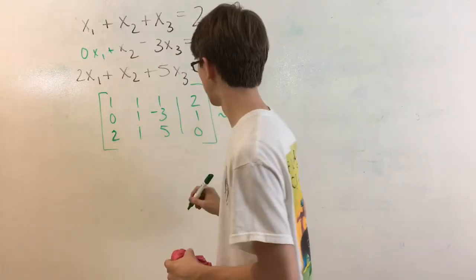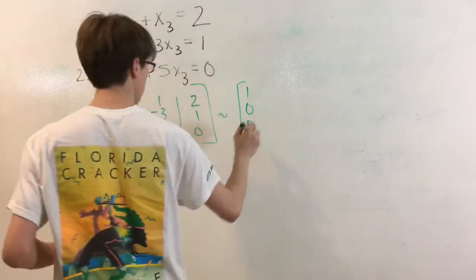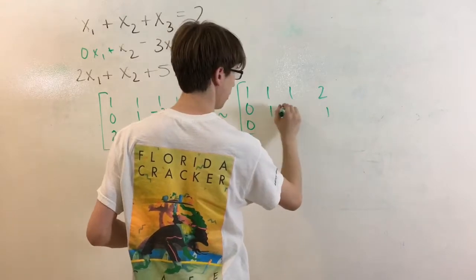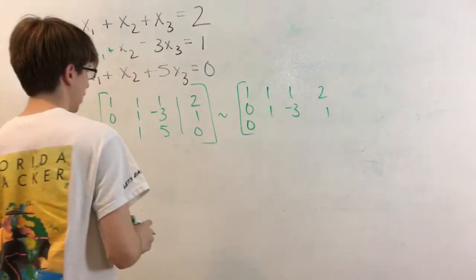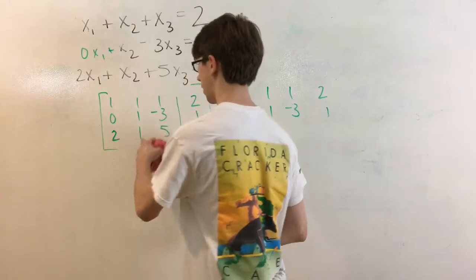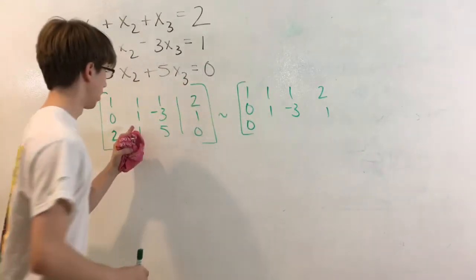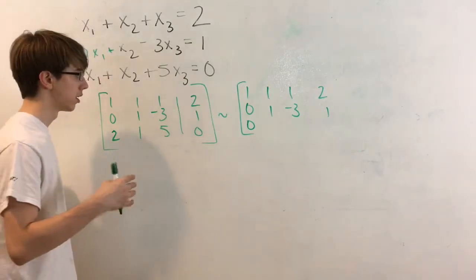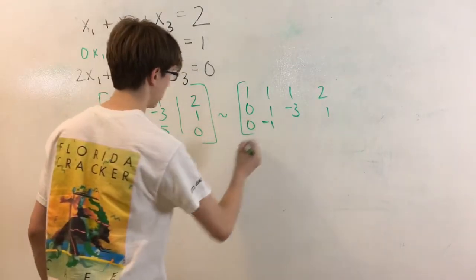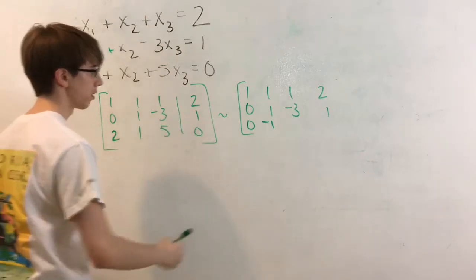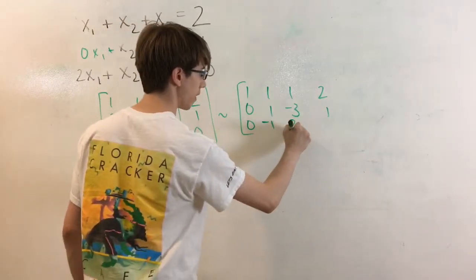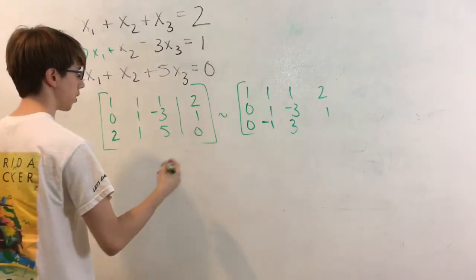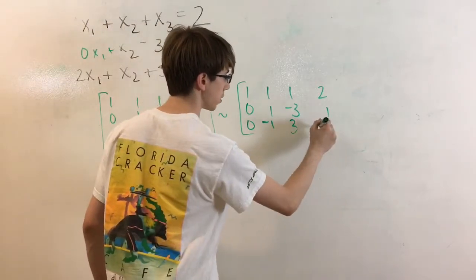So let's put that there. 0, and let's leave the first 2 rows the same. Alright, and now let's do this. That's 1 plus negative 2 times 1, so that's 1 plus negative 2, so that's negative 1. And then 5 plus negative 2 times 1, that's 5 plus negative 2, that's 3. And then we have 0 plus negative 2 times 2, so that's negative 4, plus 0, that's negative 4.